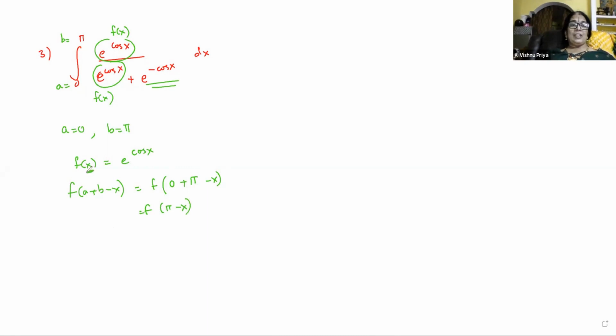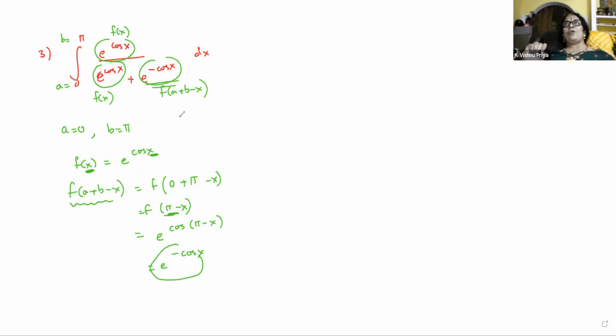So in the function, x has to be replaced by pi minus x. Here also x we will put as pi minus x. So e power cos of pi minus x. And what is cos of pi minus x? It is minus cos x. So did you see? e power minus cos x. We have confirmed it as f of a plus b minus x. With this, it is exactly looking like the formula.